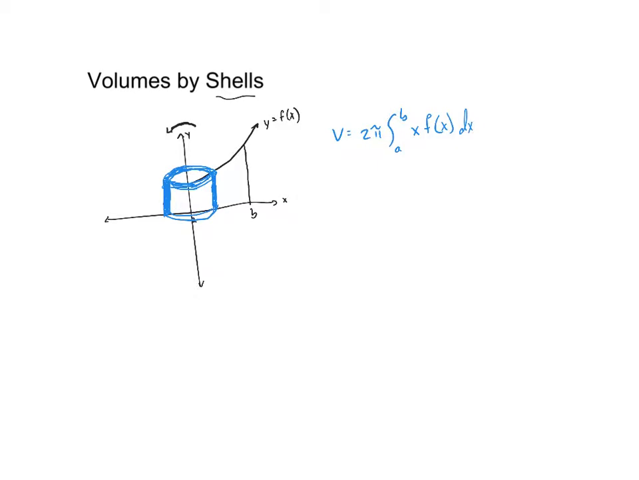Really, the only difference is that instead of a pi, there's a 2 pi, and instead of f of x squared, it's x f of x. It's pretty similar in terms of degree of difficulty. All right, but where does everything come from?